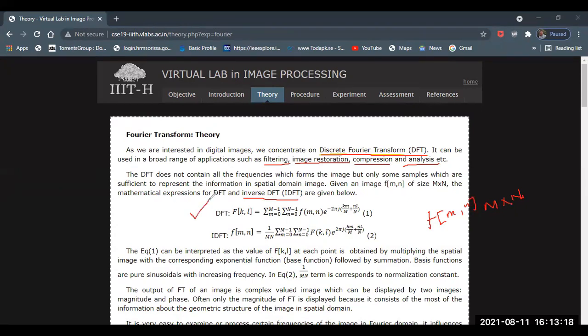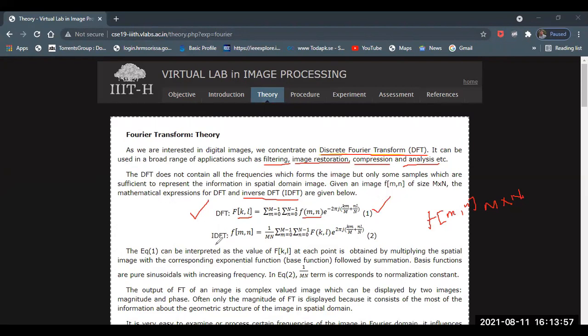Now this is the mathematical formula for DFT, which we can represent in the frequency domain as capital F of K L, the frequency domain representation. It is nothing but summation of m equal to 0 to N minus 1, then summation of n equal to 0 to N minus 1, of f of m n, which is my original image, then e to the power of minus 2 pi multiplied by k m divided by capital M plus n l divided by capital M. So this is equation number 1, given for your DFT.